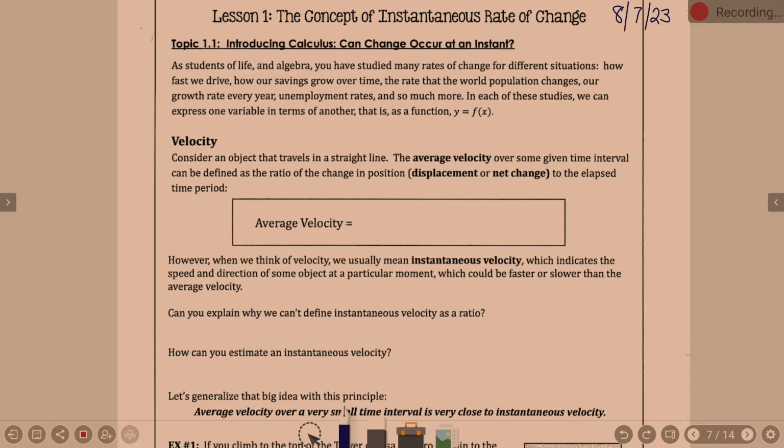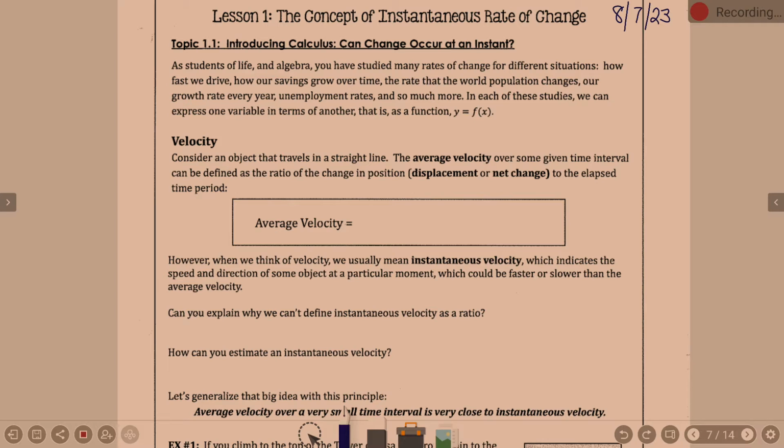In each of these studies, we can express one variable in terms of another. That is a function, y equals f of x, where y is your function and x is the variable within the function. Those are all rates of change. When we talk about how fast you drive, that is a rate of change, and speed is what is changing. When we think about the speed you drive, it's miles per hour, so your distance is changing over time, over hours.